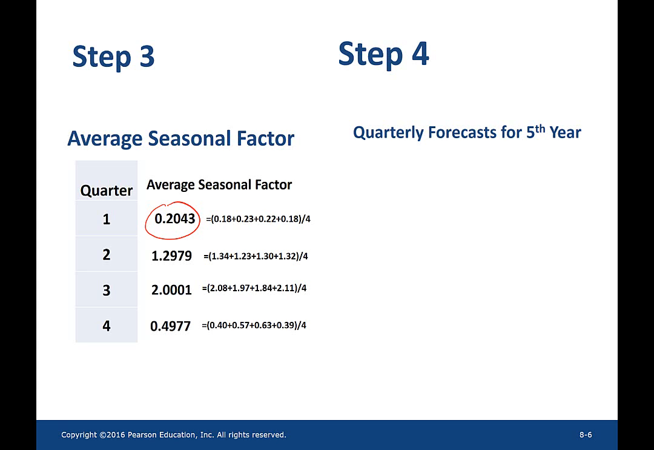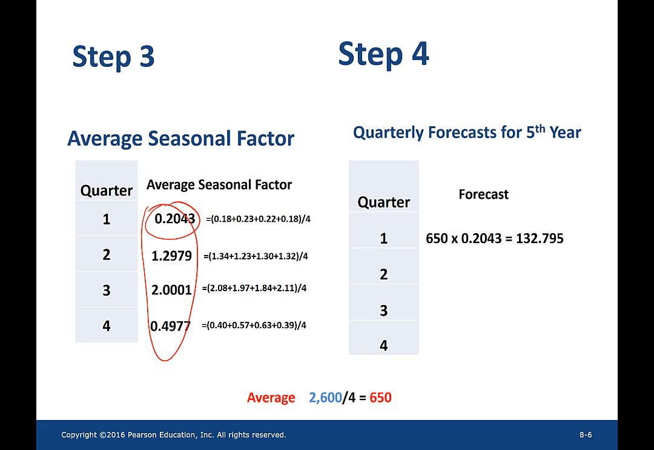As the last step, we have to calculate the quarterly forecast for each and every quarter for the fifth year. Now, we already know the total demand for the fifth year is 2,600, and if you divide that by 4, you will get an average quarterly demand of 650. So by using 650 and this set of average seasonal factors, you can come up with the quarterly forecast for the first quarter. The forecast is 650 times 0.2043 average seasonal factor, which leads to 132.795.